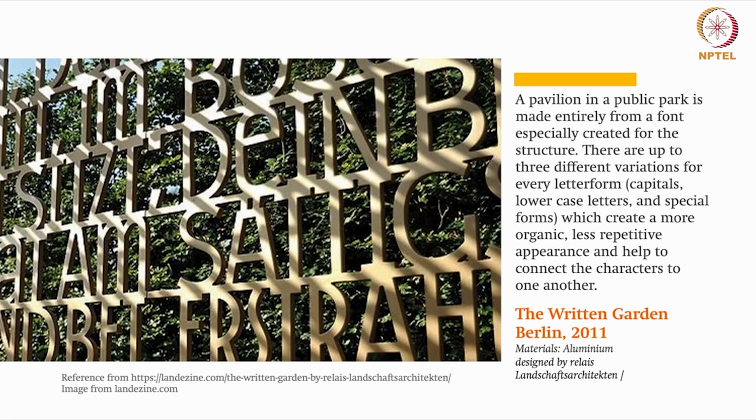The second case study is the Written Garden in Berlin. This is a pavilion in a public park made entirely from fonts, especially created for the structure. If one investigates the details, there are up to three different variations for every letter form. You will find capitals, lowercase letters, and a special form, which creates a more organic, less repetitive appearance and helps to connect the characters to one another.